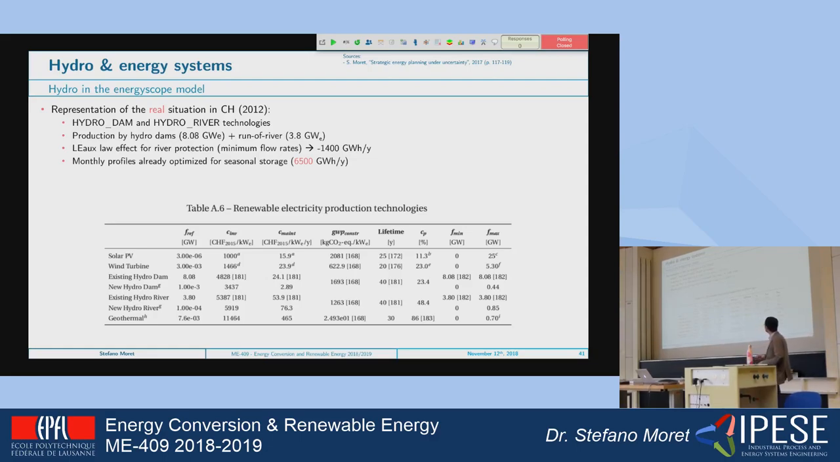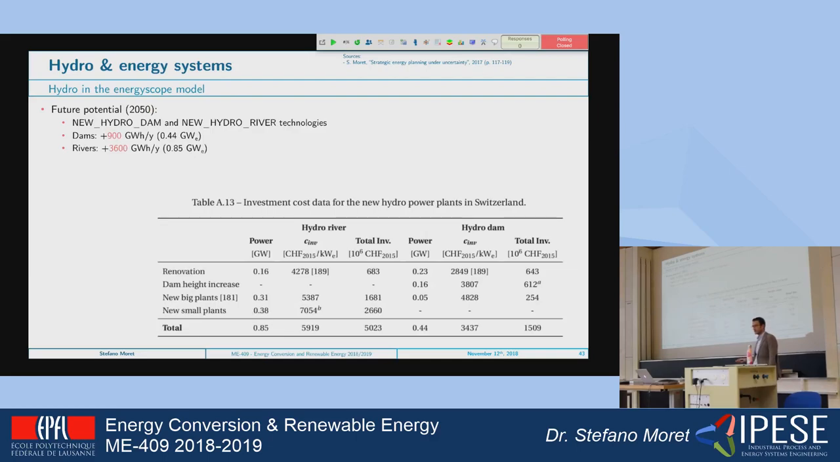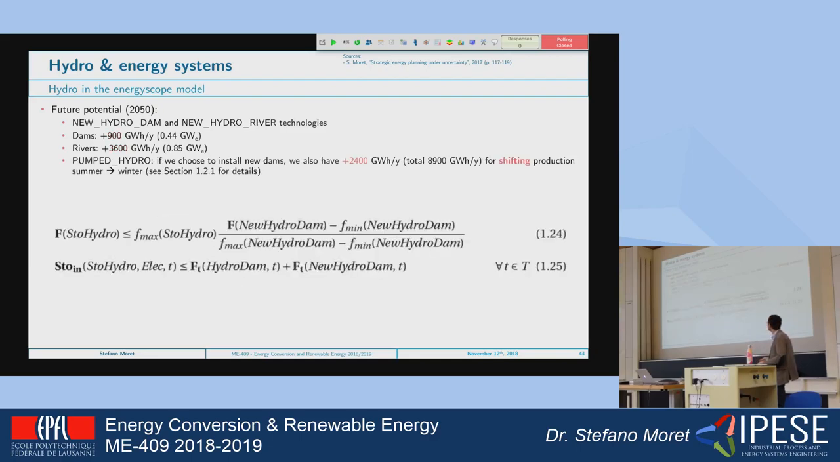And we already have profiles that are optimized for storage. This means that hydro dams in Switzerland are used for seasonal storage, so shifting production of electricity from summer to winter. And the monthly profiles that you have in the model you're using for your project already take this into account. And it also takes into account that there can be new installations, so your model will be able to choose if it's optimal or not to install new power. The maximum power that we can install in Switzerland is around 5,000 gigawatt hours a year, so it's not very big. And if you choose in your model to install more hydro, you'll also have an additional amount of storage, of shifting of production, that will be implemented by the model.